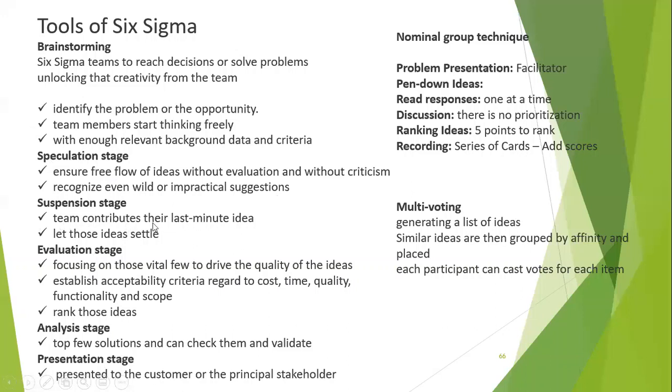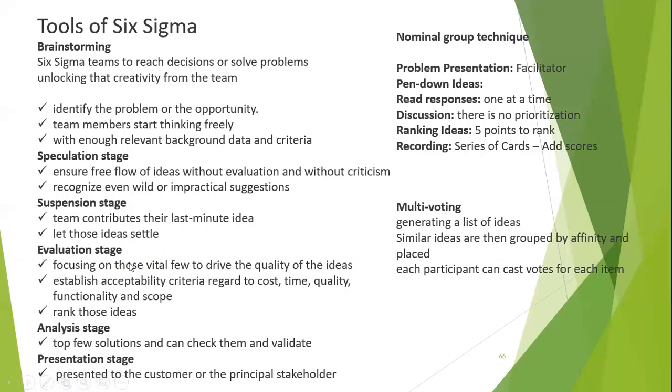Team members contribute their last minute ideas. Let those ideas get settled. Say for example, I have 30 minutes to collect the ideas. Some people will not talk till the last 28 minutes. In the last 2 minutes they'll have n number of ideas. Collect all those and then document it. That's called your suspension stage. Some people will activate only at that stage.